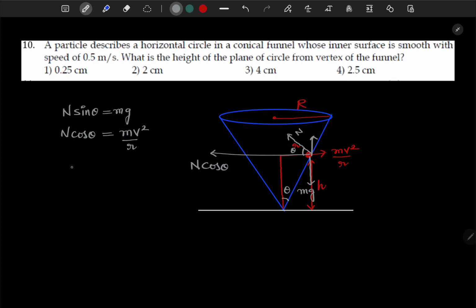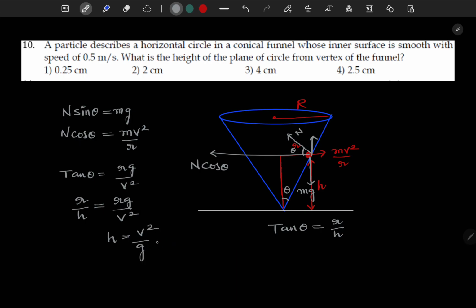If you divide these two, sin by cos is tan theta, which is equal to rg upon v square. But if you also observe in this triangle, tan theta is again opposite by adjacent, which is small r by h. So in place of tan theta you can write small r upon h, is equal to rg by v square. We also have discussed this in class. r got cancelled. Then h is equal to v square by g, or simply v equal to root gh.